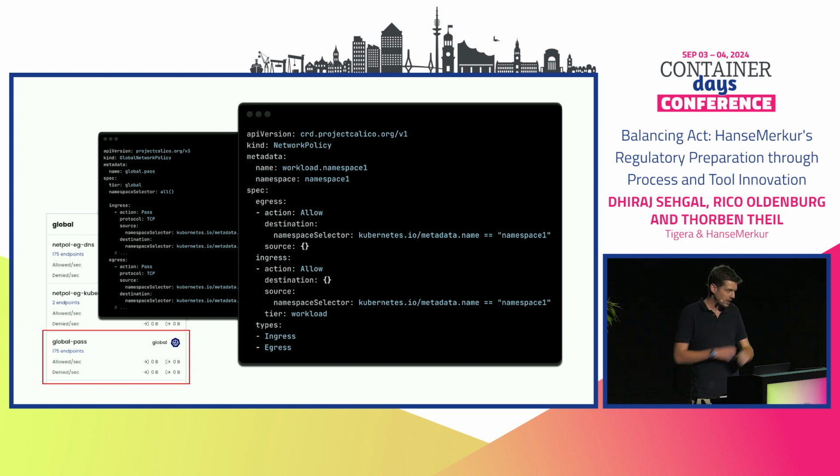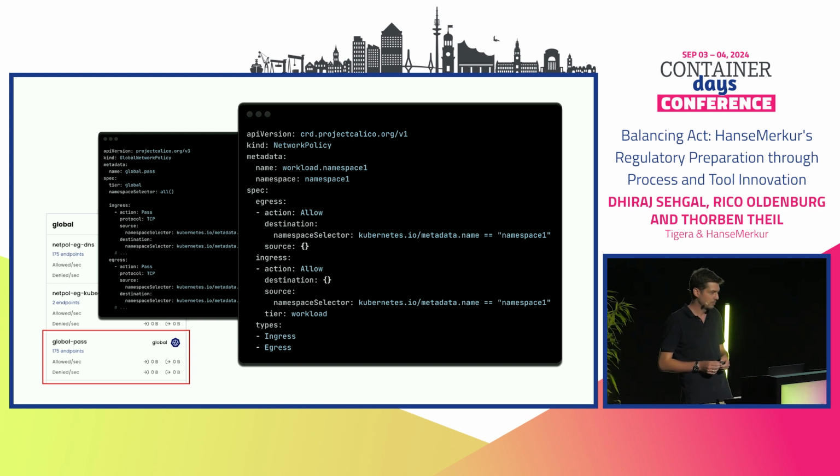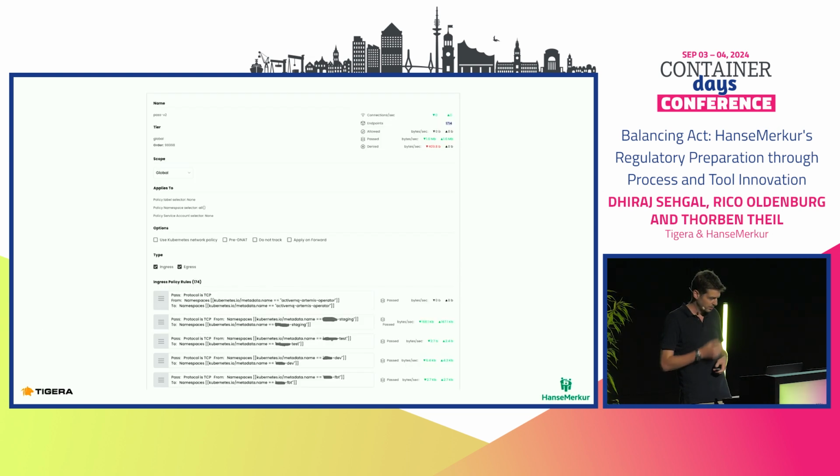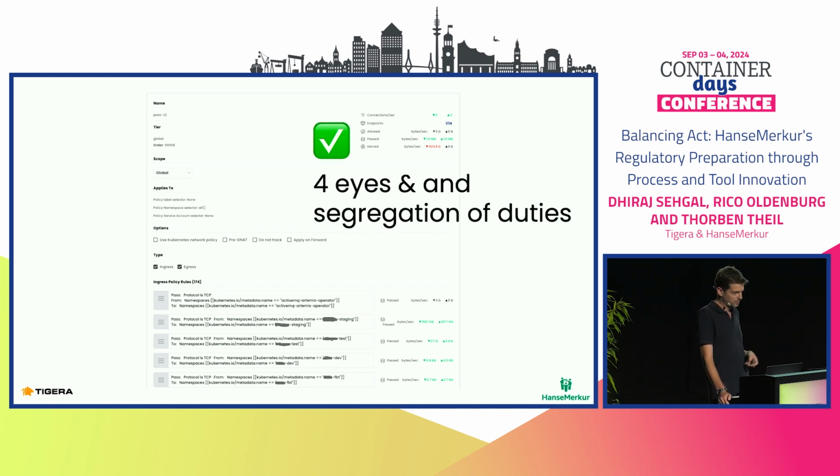And with OPA, we make sure that this kind of network policy in the workload tier always matches the namespace selector and the namespace name. Everything else is regulated by standard Kubernetes RBAC. Of course, we make sure that every team is only allowed to manage their own namespaces. This is just another view of the global path policy in the manager UI. And again, it's pretty huge. But the most important part here is that this concept solves the four-eyes principle and the segregation of duties.